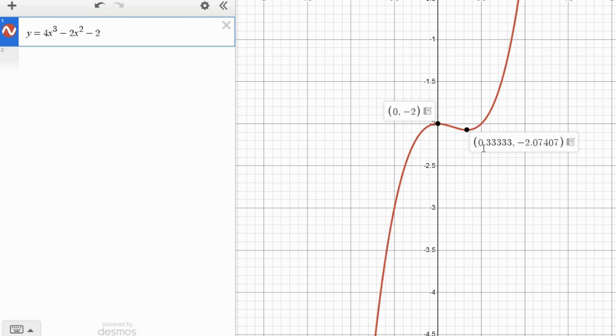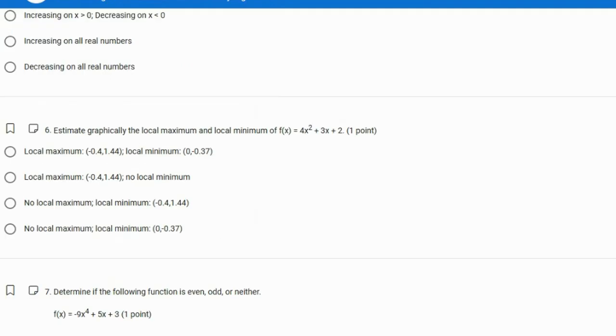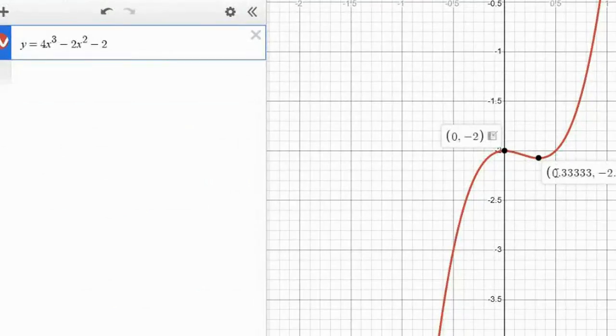So when x is 1/3, 0.33333, that's a local minimum. It's not the minimum because there's smaller y's down here, but for this area, it's the local minimum. So you got to look at yours and see, does it have a local minimum, maximum? Where are they at? Estimate it graphically. Which on mine is 0.333 is a local minimum. Negative 2.07.